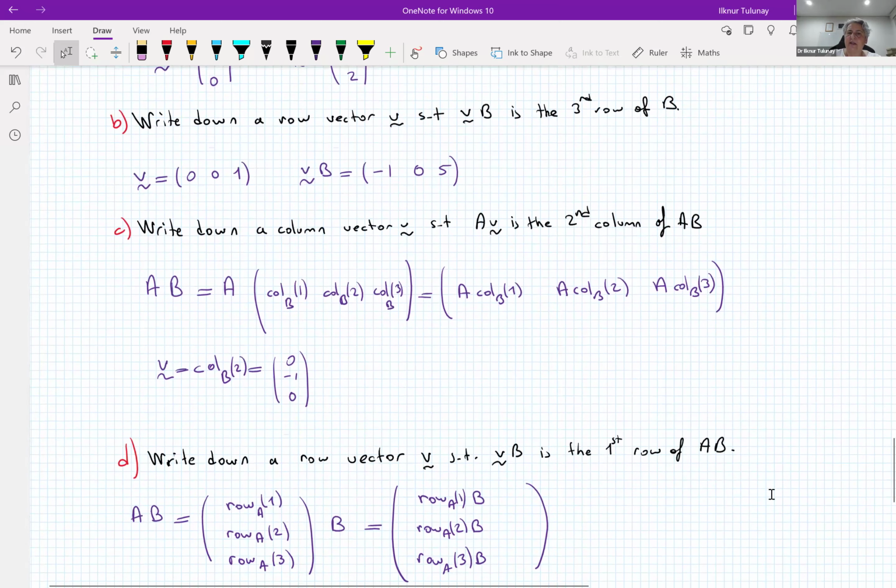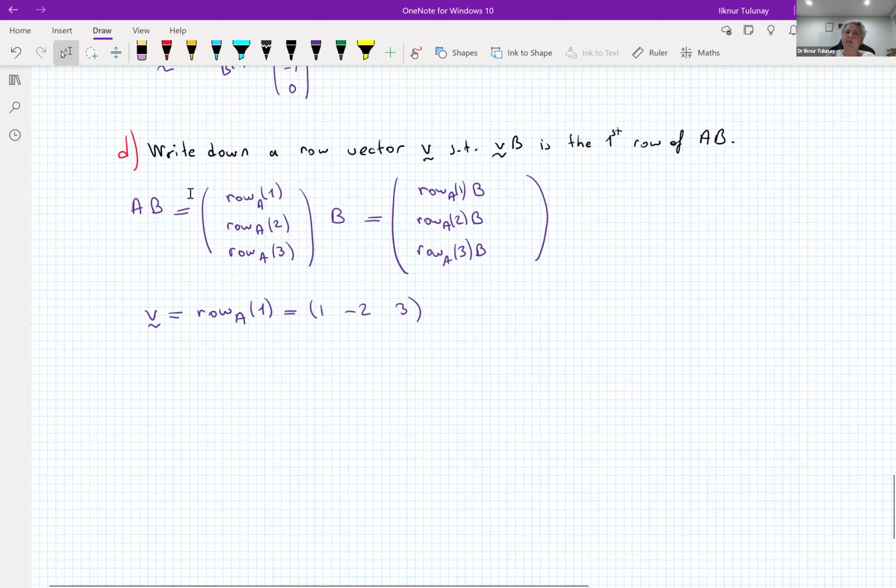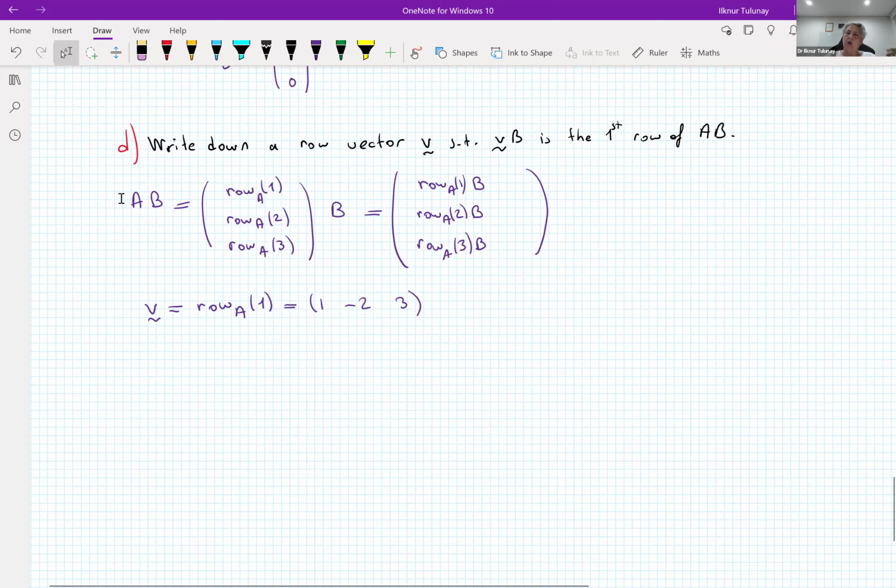And the last one says to write down a row vector V such that VB is the first row of AB. Now, I am looking at B as a whole matrix, and I am splitting the matrix A into rows: row 1 of A, row 2 of A, row 3 of A. The matrix multiplication is row 1 times B, row 2 times B, row 3 times B. It is the same thing.